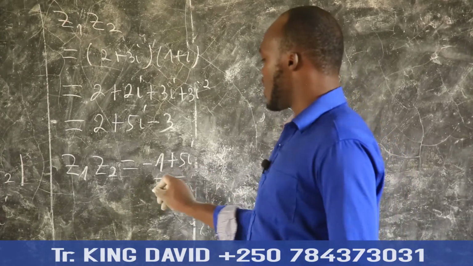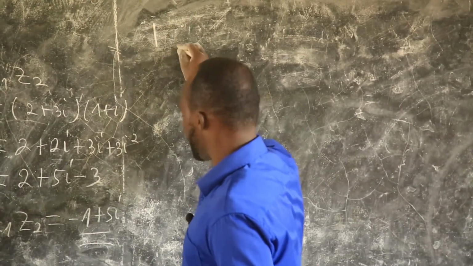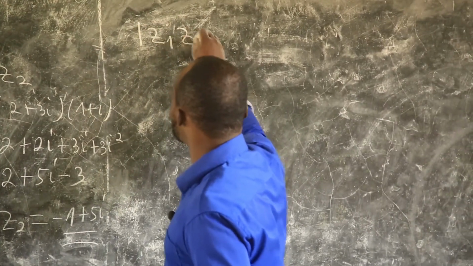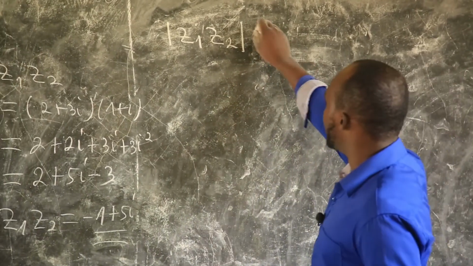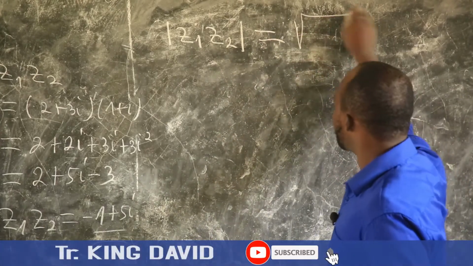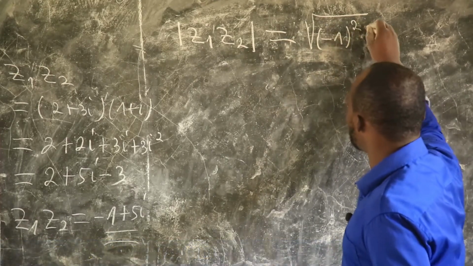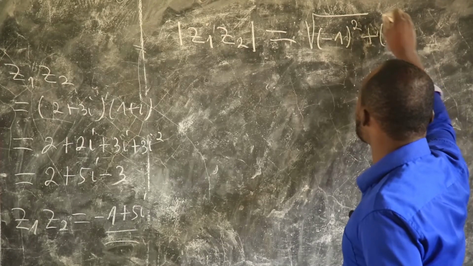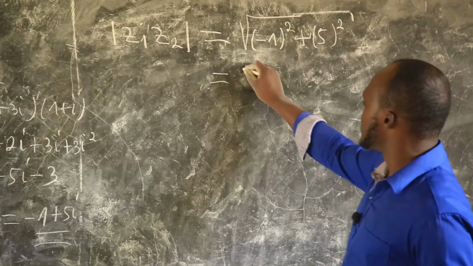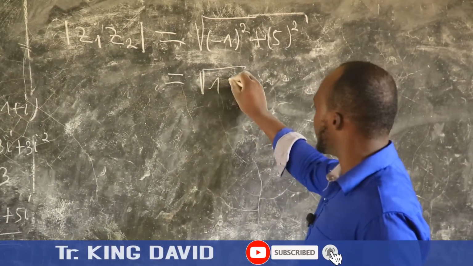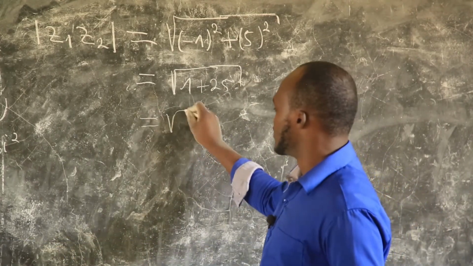Now, if this is z1 times z2, what is the modulus of z1 z2? The answer is square root of negative 1 squared plus 5 squared. Negative 1 squared is 1, plus 25, which is 26. The answer is root 26.